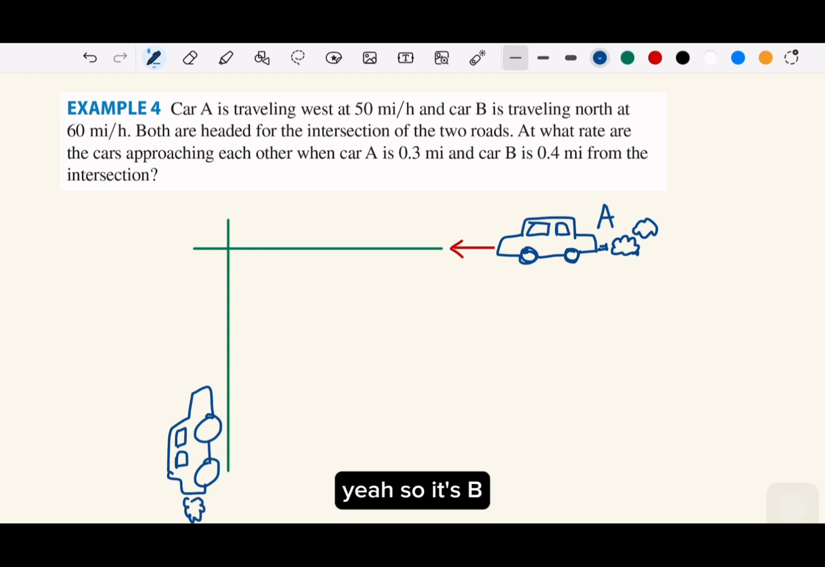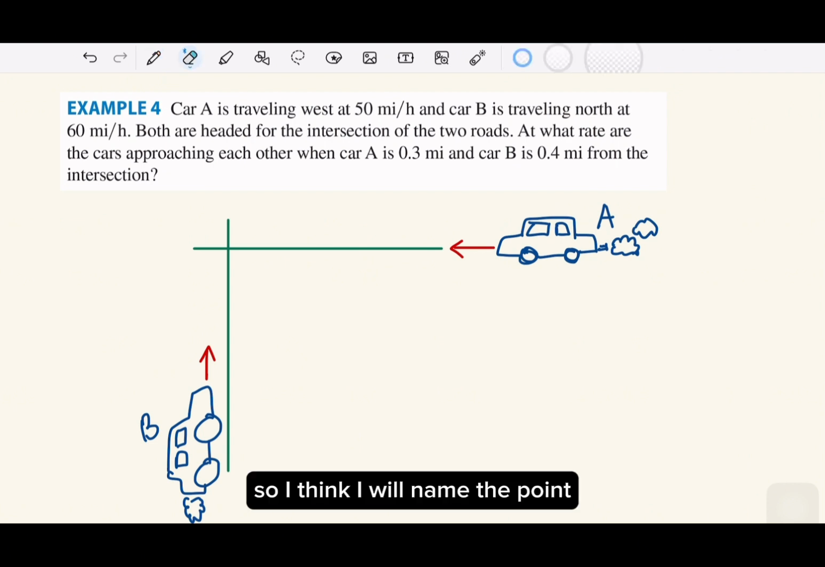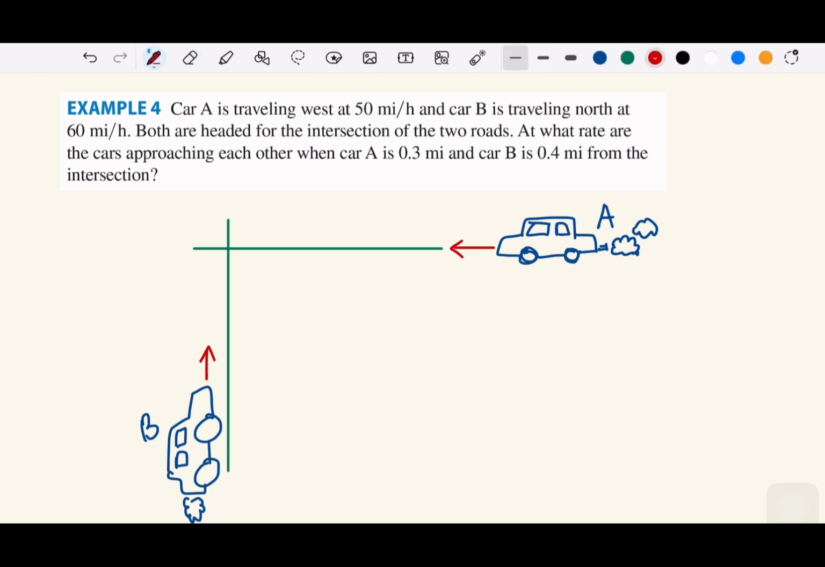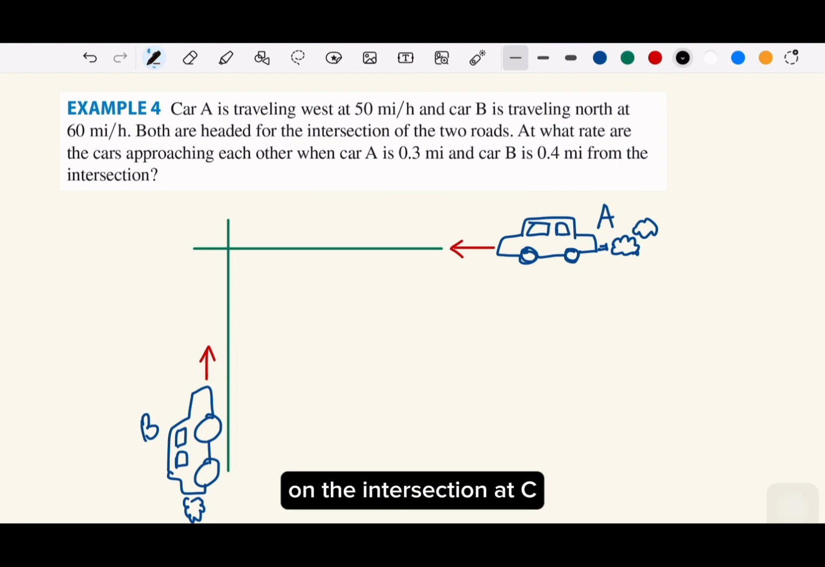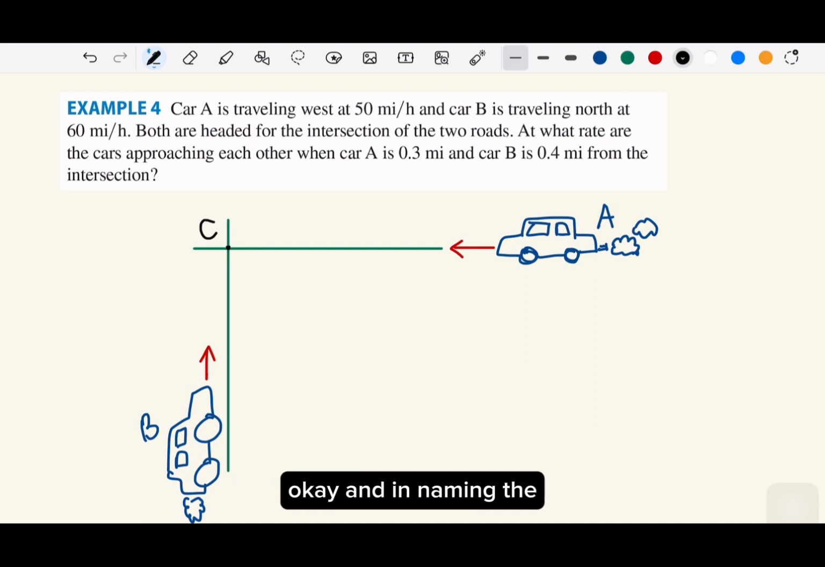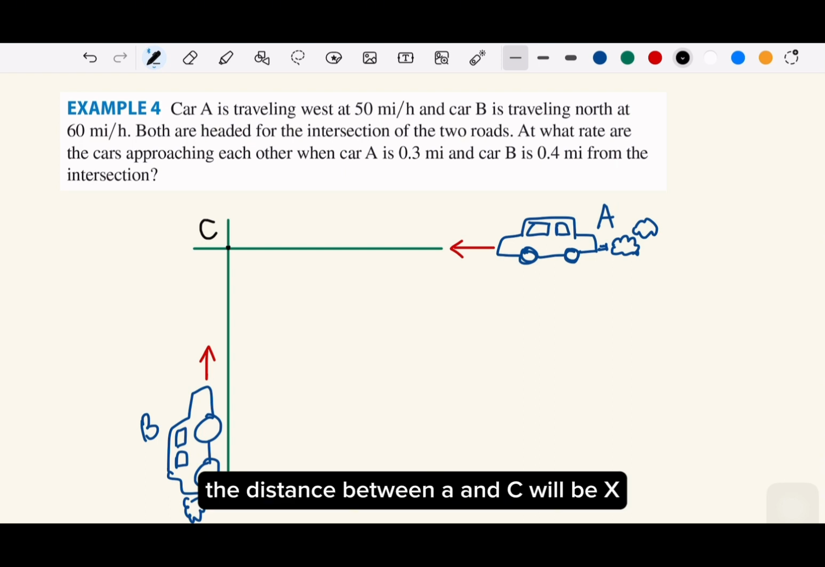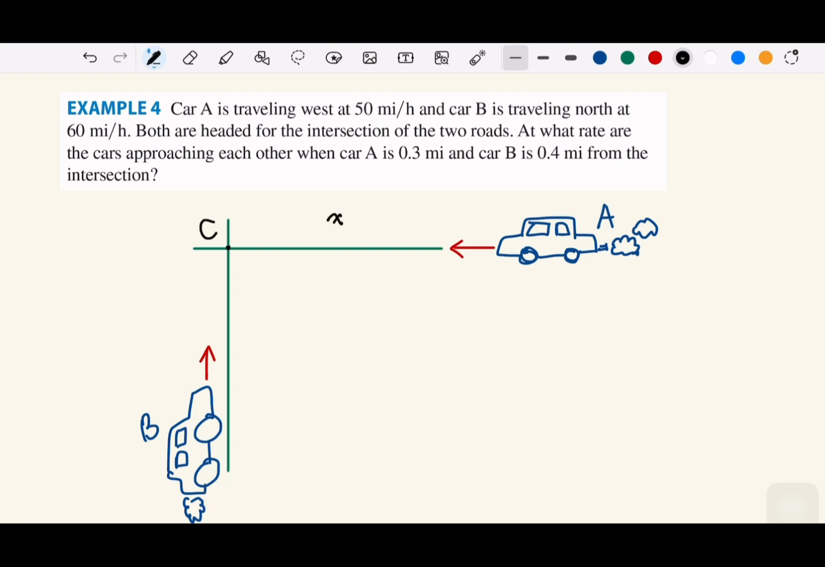Okay. So it's B. So this will be going north. So I think I will name the point on the intersection as C. And then naming the distance between A and C will be X. Okay. And this will be Y.